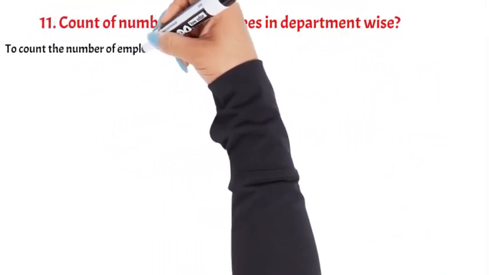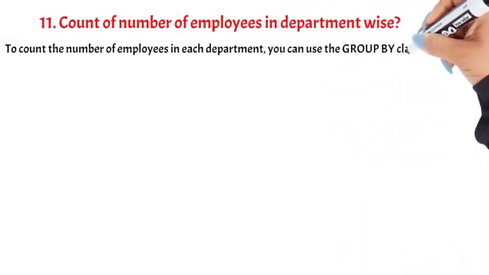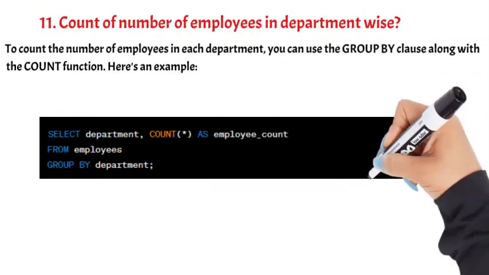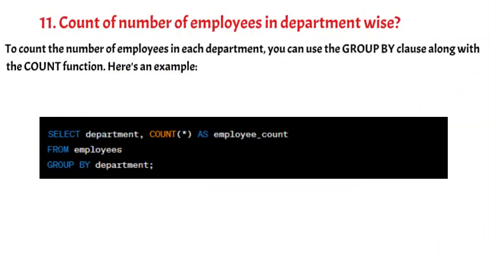11. Count of number of employees in department wise. To count the number of employees in each department, you can use the group by clause along with the count function. Here's an example. In this query, replace employees with the name of your table and department with the column that represents the department in your table. The group by clause groups the rows by the department column, and the count asterisk function counts the number of rows in each group, giving you the count of employees in each department. The result of the query will have two columns: department and employee_count, where department represents the department name, and employee_count represents the count of employees in that department.